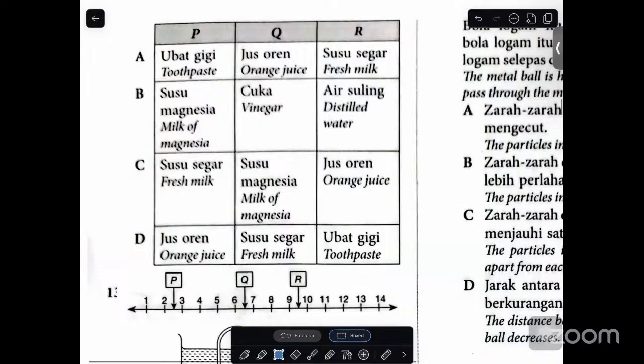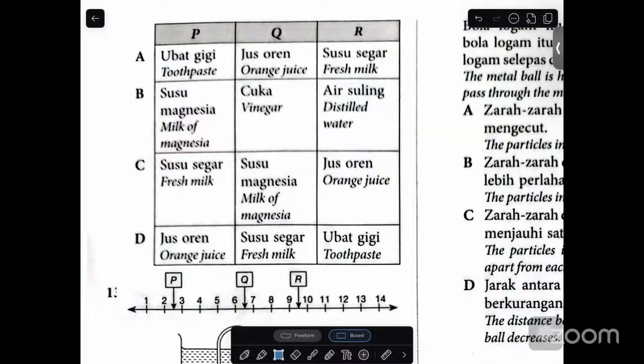Correct. Dekat sini, P adalah acid. Dia berasid, right? So, need to choose something yang betul-betul berasid. Okay? And then, Q, dia almost ke neutral dan R is alkali. Okay? R is alkali. So, of course, jawapannya D.